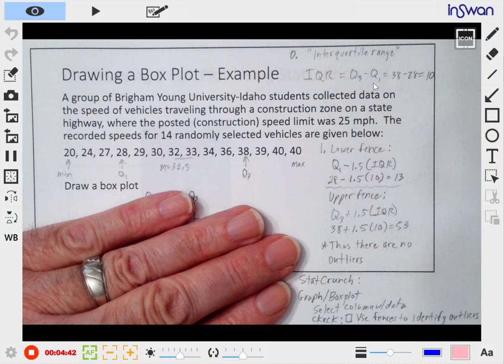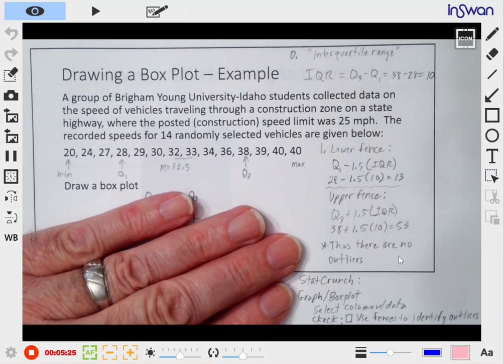If you subtract Q1 from Q3, you get 10. And so the lower fence is Q1 minus 1.5 times the IQR. And if you plug in your numbers, you get 13. And for the upper fence, you have to find Q3 plus 1.5 times IQR. So if you do the math here, you should get 53. So notice none of our data is lower than 13, our lower fence, and none of our data is above our upper fence, 53. And so in this case, you can see there are no outliers.